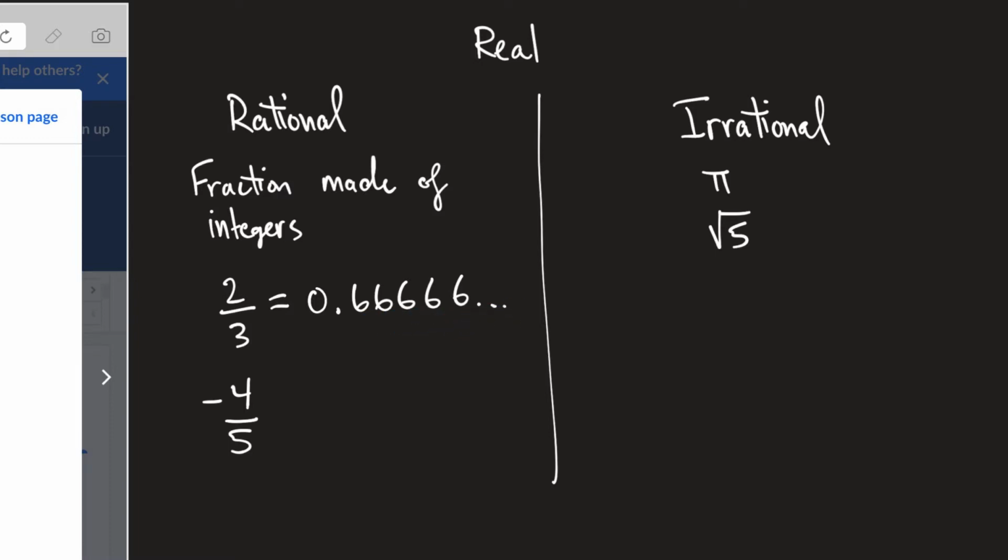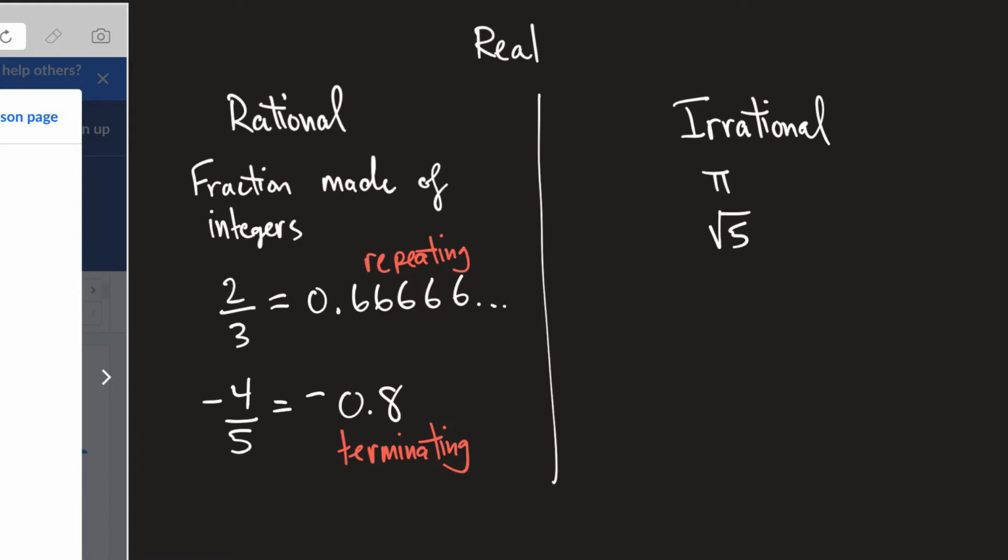Or a rational could be something like -4/5, where if you plug this into a calculator, 4/5 is 0.8 and it is negative. So this would be terminating. This comes to an end, and this is repeating. So rational numbers end up with decimals that are either repeating or terminating, which means they come to an end.